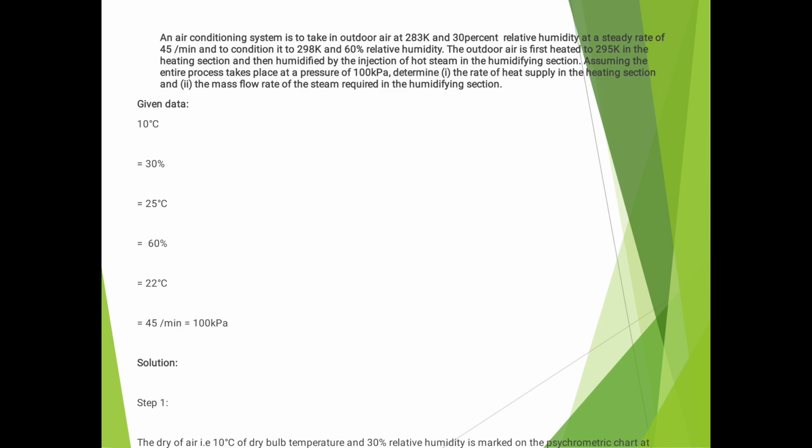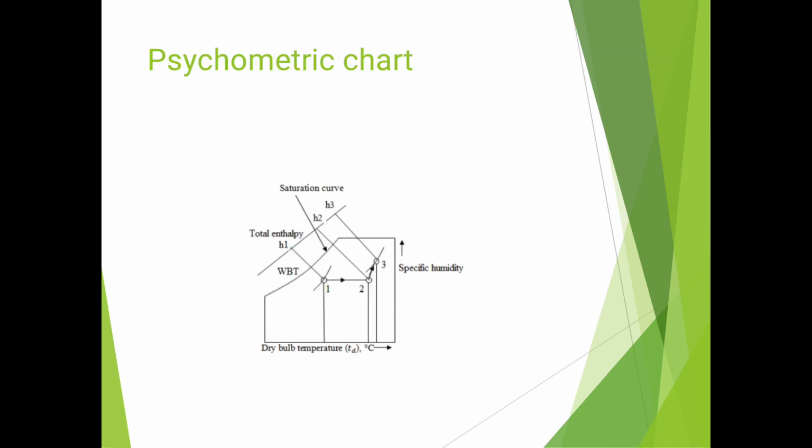We have been given 10 degrees Celsius and 30% relative humidity, and 25 degrees Celsius temperature and 60% relative humidity, with a steady state rate of 45 per minute, at 100 kilopascal. The dry bulb temperature of 10 degrees Celsius with 30% relative humidity is marked on the psychrometric chart.